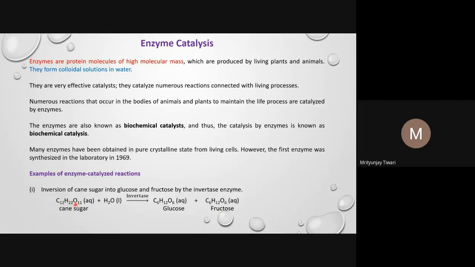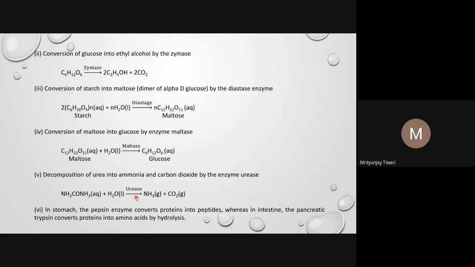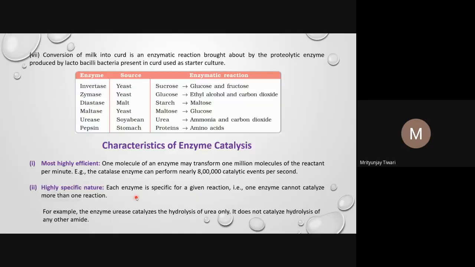So cane sugar or sucrose is a disaccharide, and this disaccharide requires water molecules to get hydrolyzed into glucose and fructose. In this reaction the O-C bond has to be broken, and to break this bond we require a catalyst. This catalyst in the biological process is the invertase enzyme, and the source of invertase enzyme is yeast.